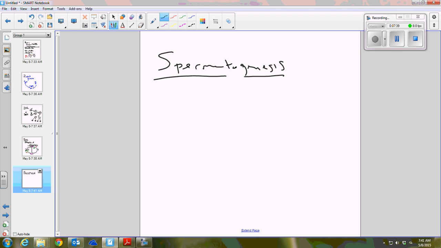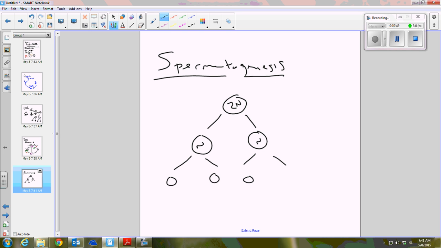And so you have a 2N cell called a spermatogonia. And from that 2N cell, remember meiosis happens, it's two divisions. And then you have the 1N sperm cells. Now, this process creates 4 haploid cells. Each one of them is different from the other one.